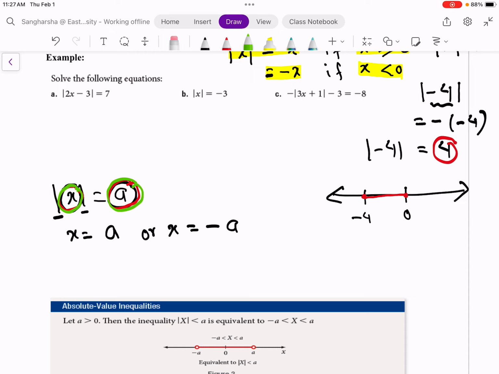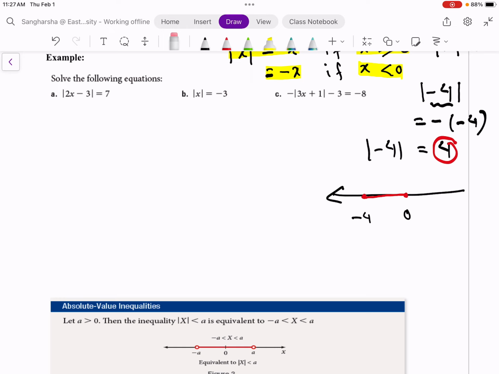And this is how we can get rid of the absolute value sign. Okay, and let's use this definition to solve our absolute value equations here. So we have three different equations. Okay, let me erase this one.